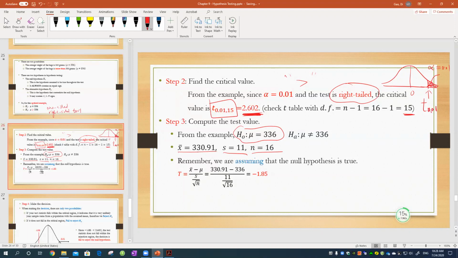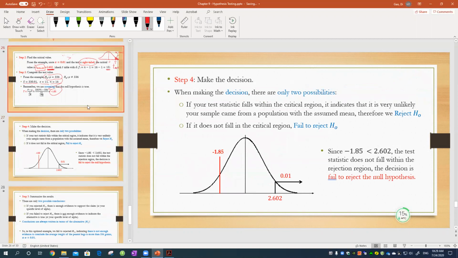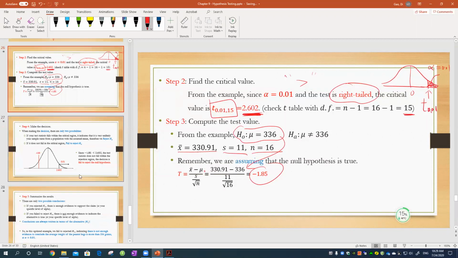Then the test statistic equals x bar minus mu naught over s over square root of n. So 330.91 minus 336, and 11, the sample standard deviation, over square root of 16. So that's negative 1.85. That's the evidence combined with the assumption mu equals 336. Now we're going to make our decision, comparing the evidence with the critical value.